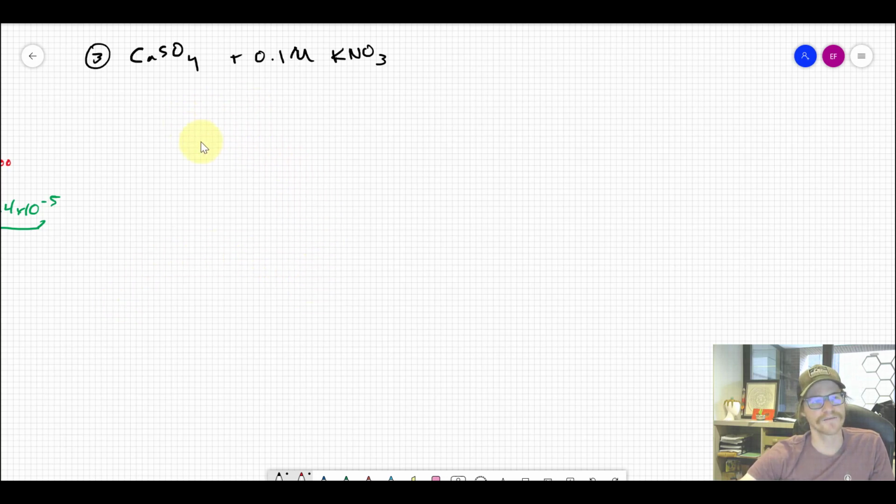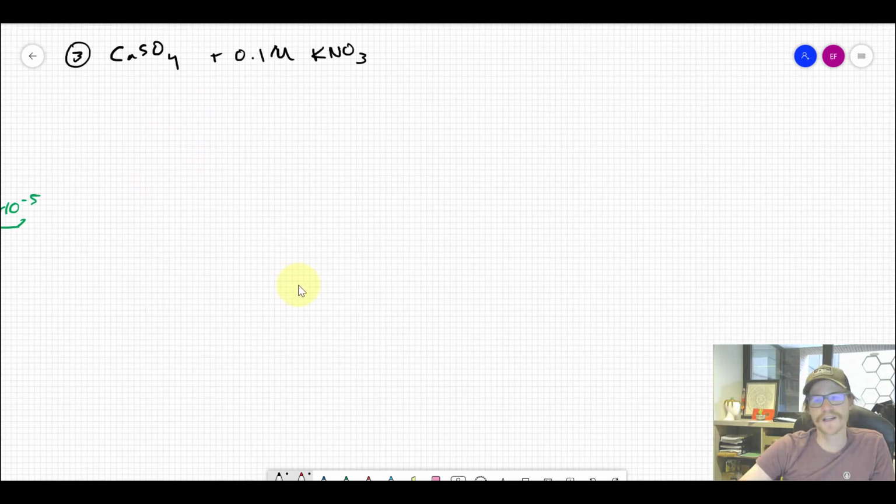So we already walked through 2 examples here where we had just calcium sulfate dissolving in water and then calcium sulfate with some common ion in water. Now we have calcium sulfate with just what we'd consider spectator ions. Potassium nitrate, super soluble, so all those are going to be in the beaker already. Well, how is that going to impact my overall solubility of the solid?